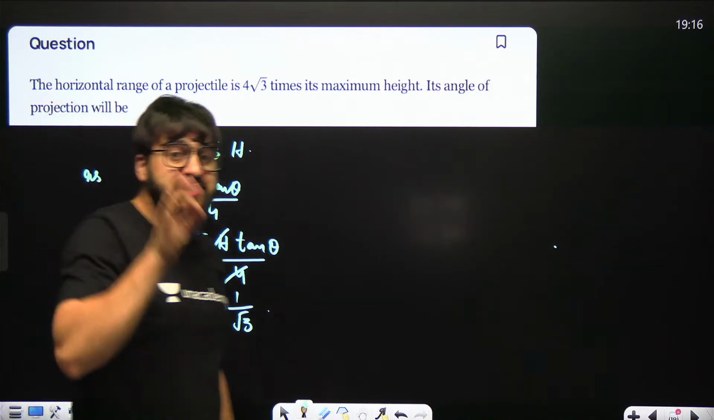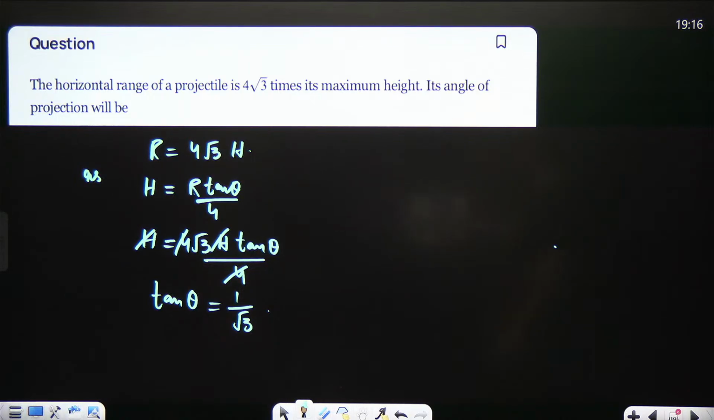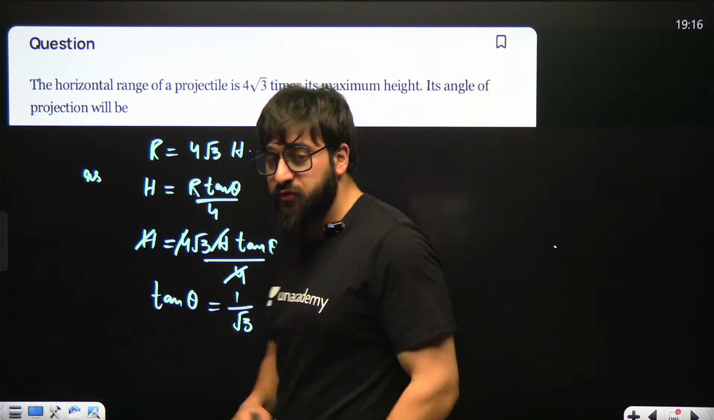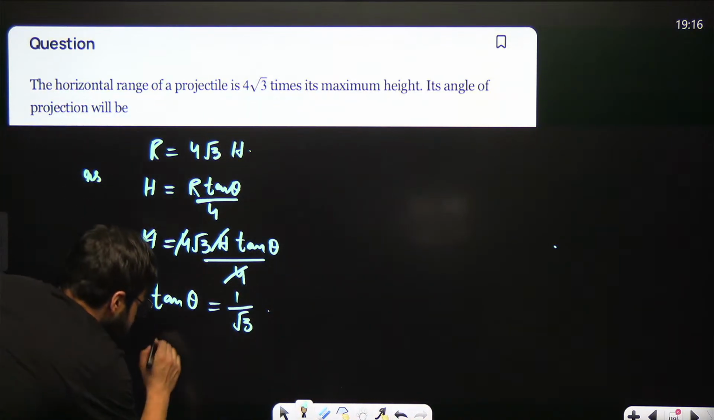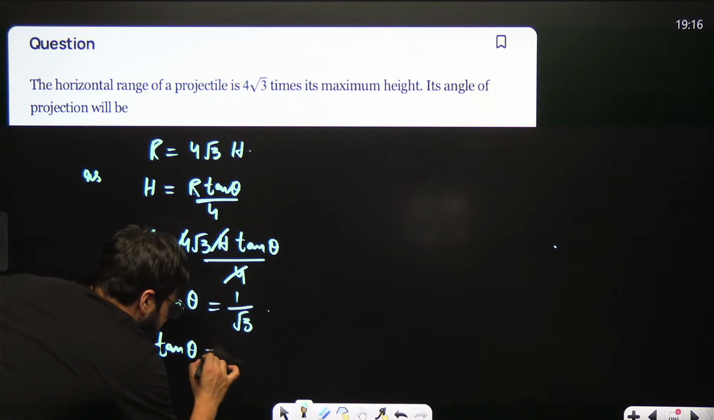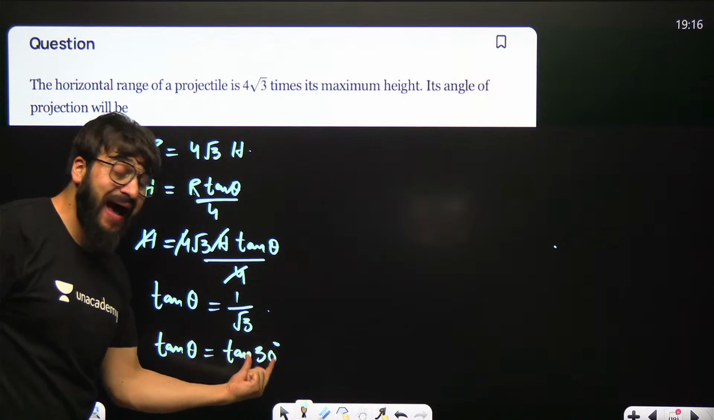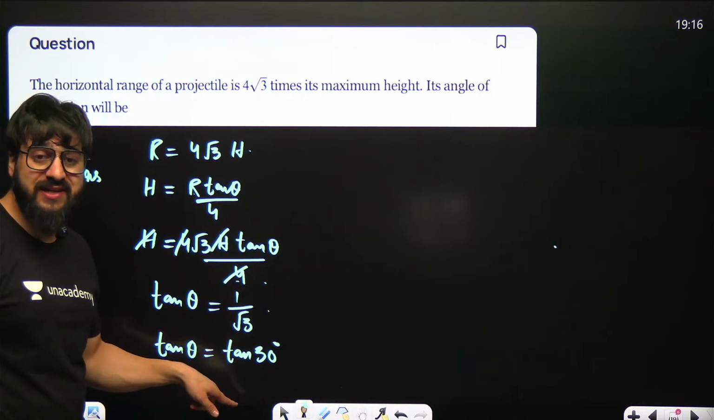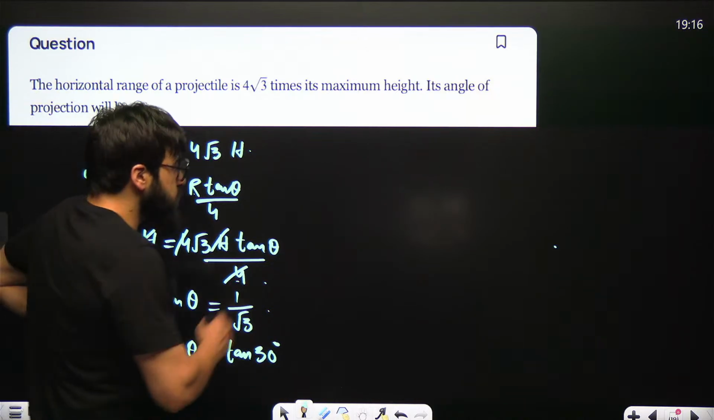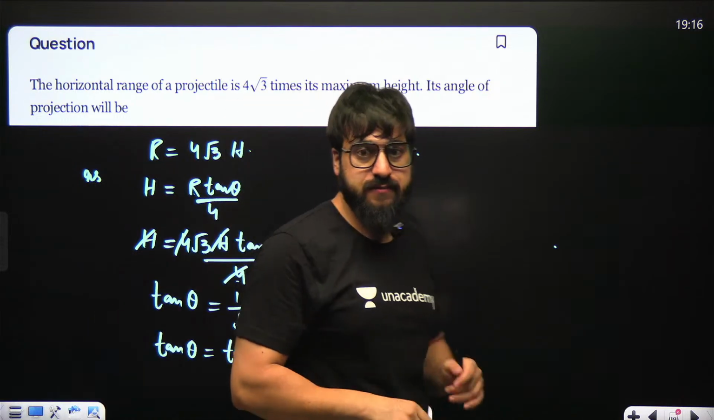Now could you please tell me at what angle the value of tan is root 3? It is 30 degrees. So I can say over here tan of theta is equal to tan of 30 degrees. Why, sir? Because we know tan 30 is 1 by root 3. Either you write 1 by root 3 or you write tan 30, it's one and the same thing. So theta in this particular case will come out to be 30 degrees.